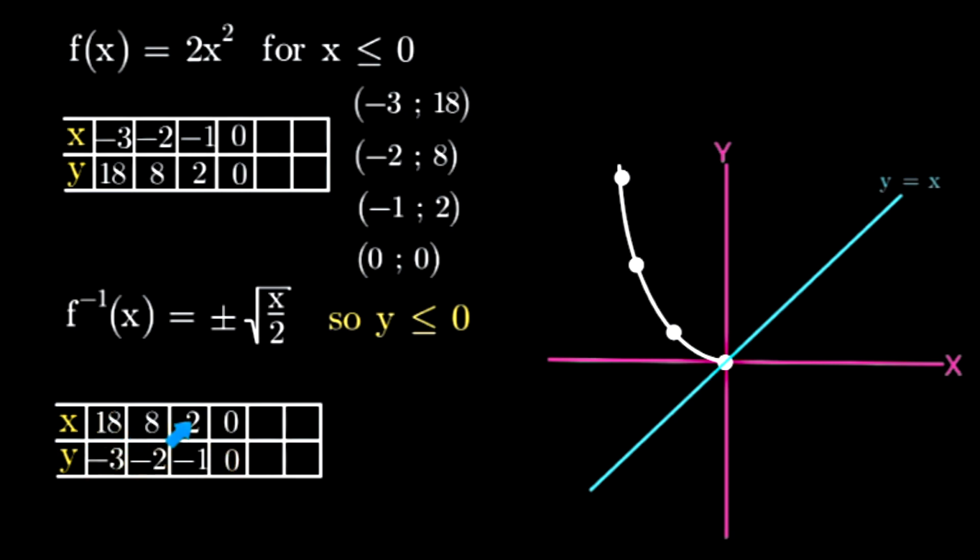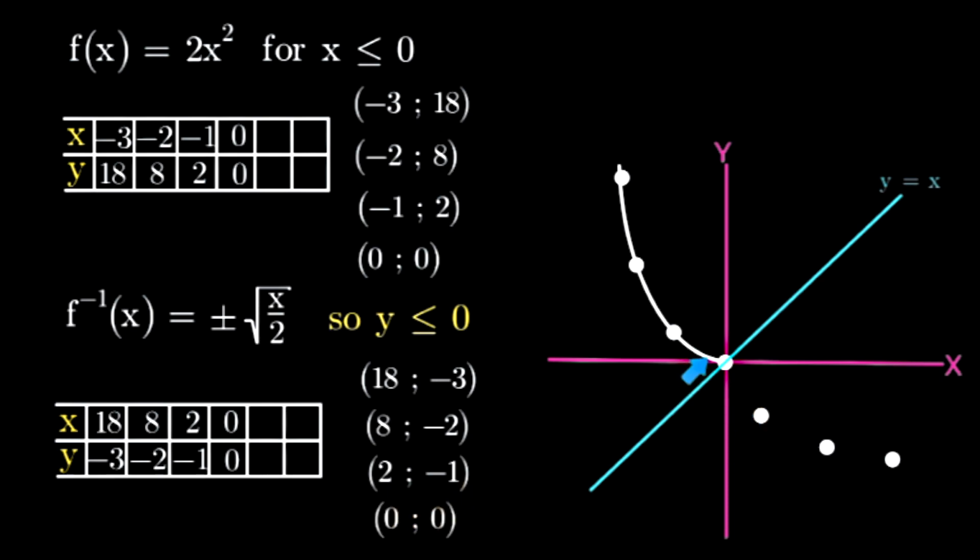So we can write down these pairs, and there's our first one. And we can go plot it. So 18 is all the way to the right, minus 3 is down here, and there it is. Our next pair, 8 and minus 2, looks like this. So 8 is somewhere around there, and minus 2 down here. There we go. And then we've got 2 and minus 1, that is right there, and 0 and 0 is right there on the origin. And here are all our dots or points for our inverse. So let's connect them, and there we go. So this is the mirror image of this leg.